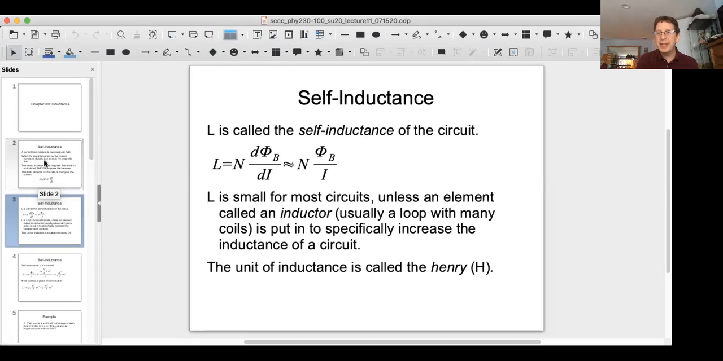Now, the unit of inductance, whether it's self-inductance or mutual inductance, is the Henry. So if the current is changing in amperes per second and the potential difference is measured in volts, the inductance is going to be measured in Henries.